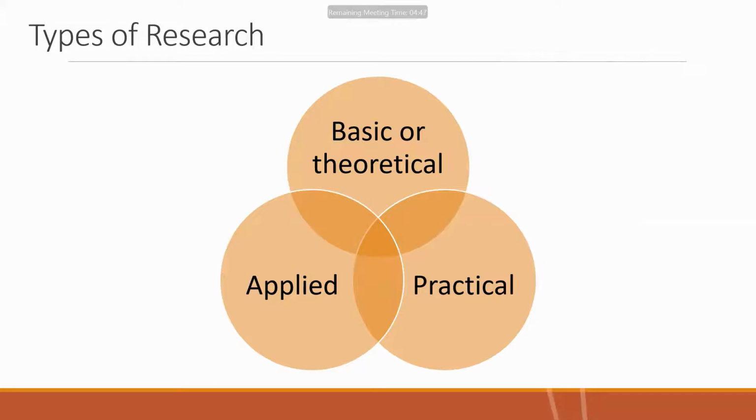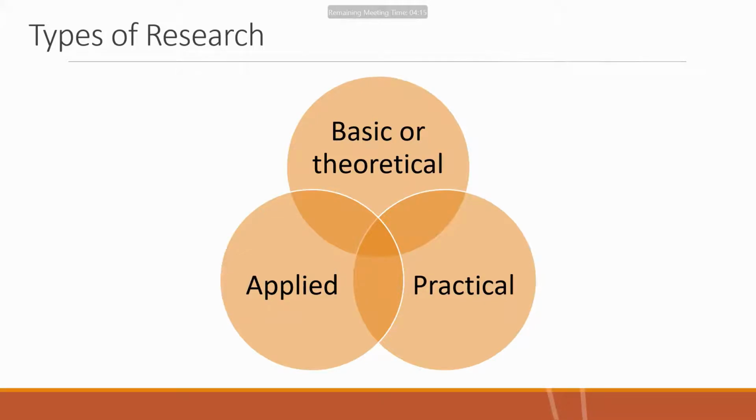So in this course, and then specifically for science and technology research, we have three types of research. The first one is basic or theoretical research. The second one is applied research. And the third one is practical research. So most of your research will be in one of these three groups.